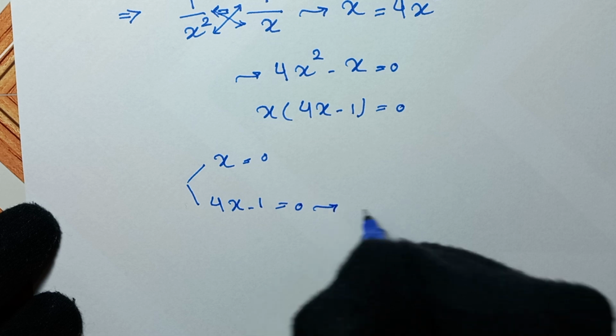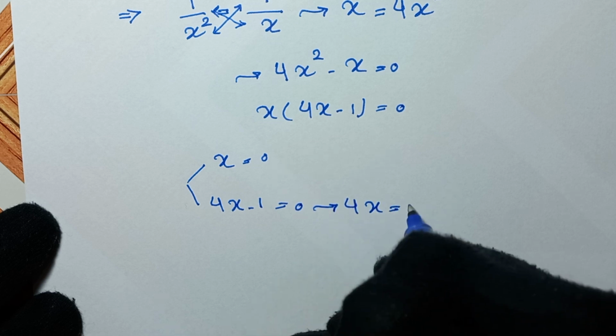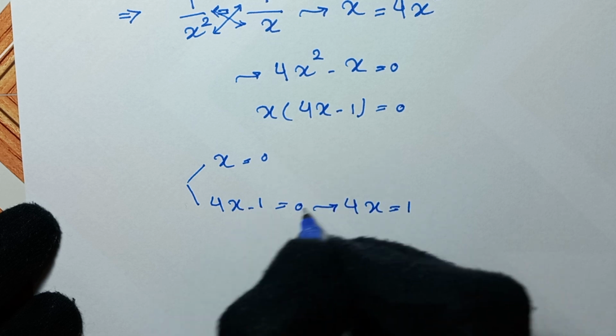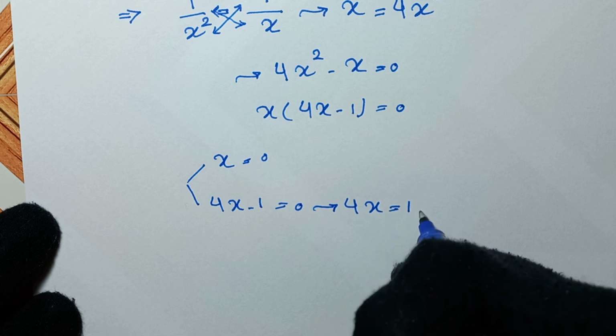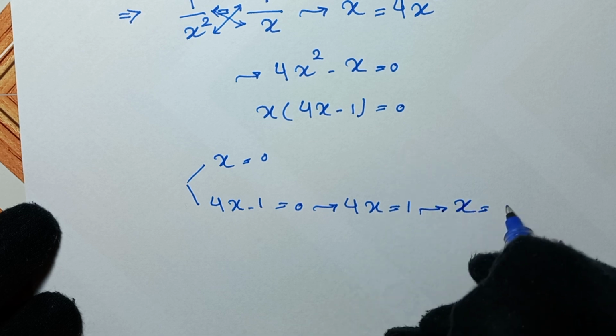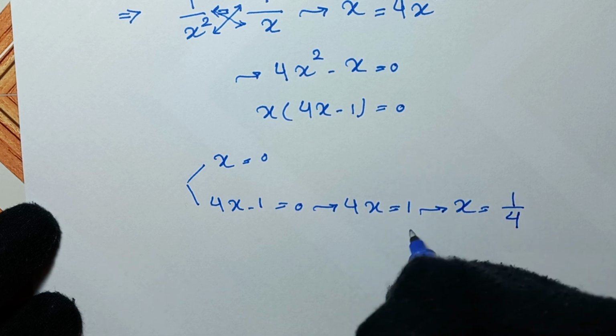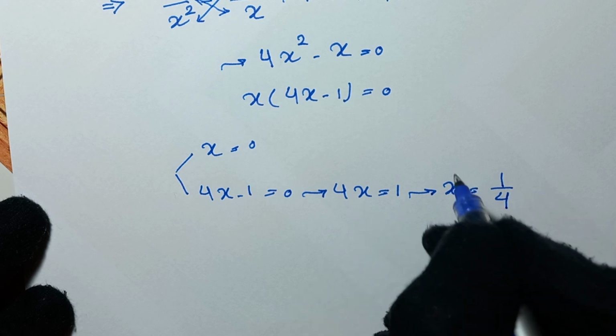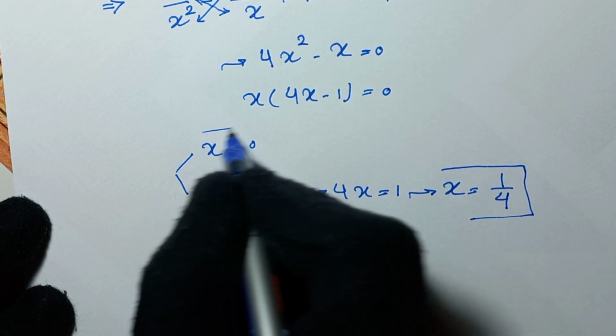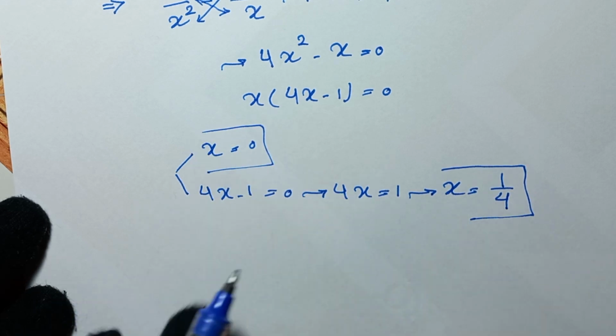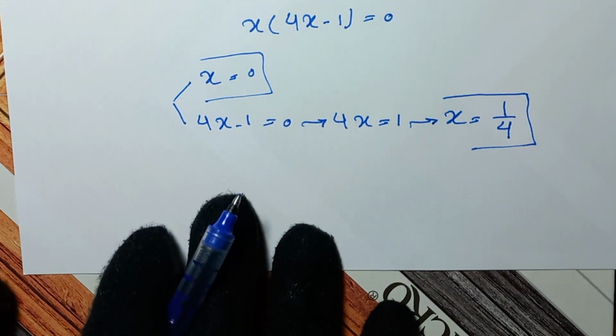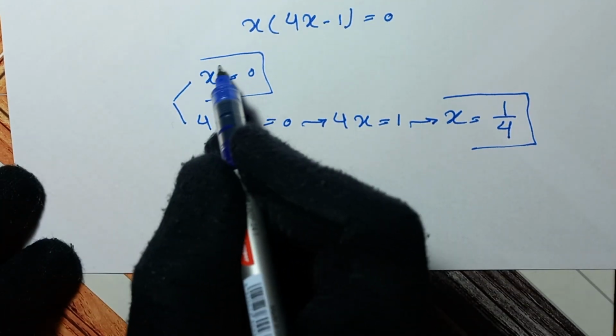And from here, 4x is equal to 1. We take this negative 1 to this side, so it will be 4x is equal to 1. And x is equal to 1 over 4, right? We divide both sides of the equation by 4. So in here we have two answers for x, and we check if this answer is correct.